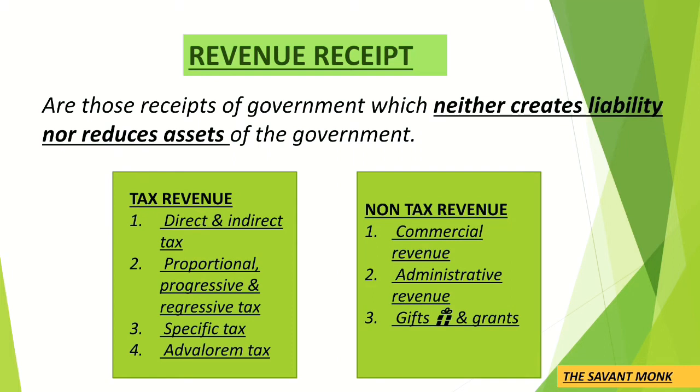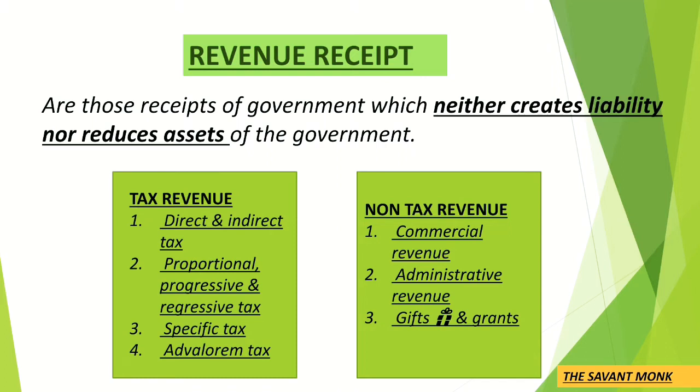It means the two sources of getting money are gone, that is loan and selling out property. So what is left? Work. Okay. So revenue receipt includes the money that government is getting for the work that it is doing. Alright, that's why it is neither creating any liability nor reducing assets.